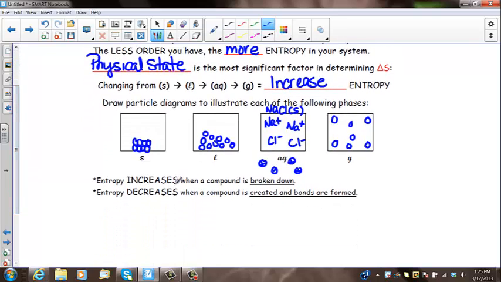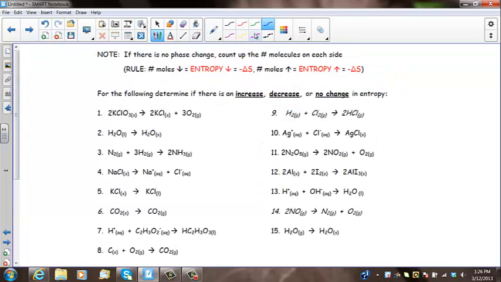Entropy increases when a compound is broken down. You're going from one thing into several things. Entropy decreases when a compound is formed and bonds are created. If there's no phase change, you're going to count up the number of molecules on each side. The rule is that as the number of moles decrease, entropy decreases, and you wind up with a negative delta S. As the number of moles increase, entropy increases, positive delta S.